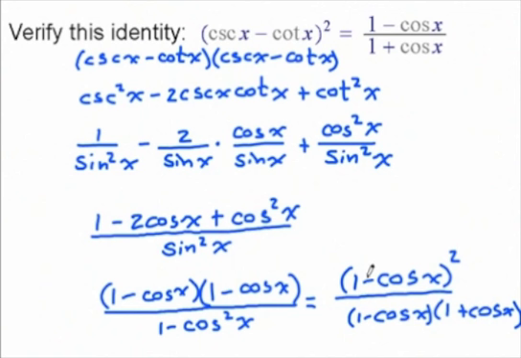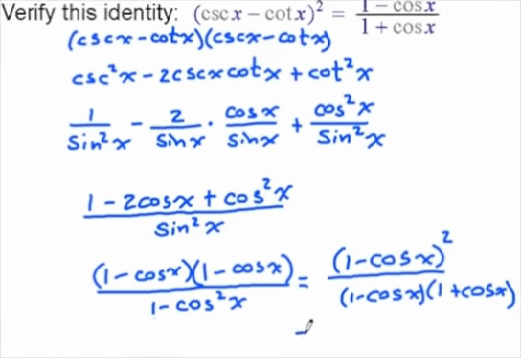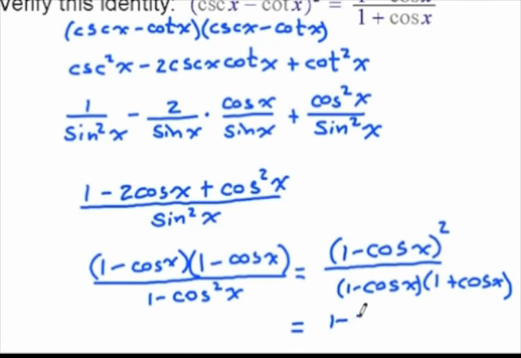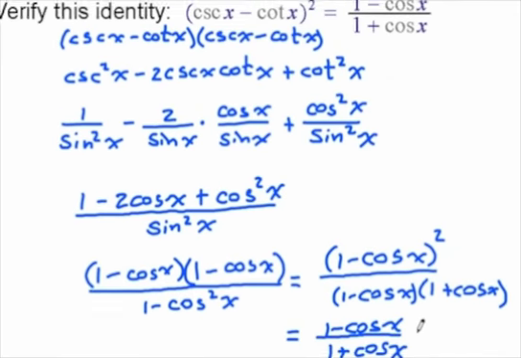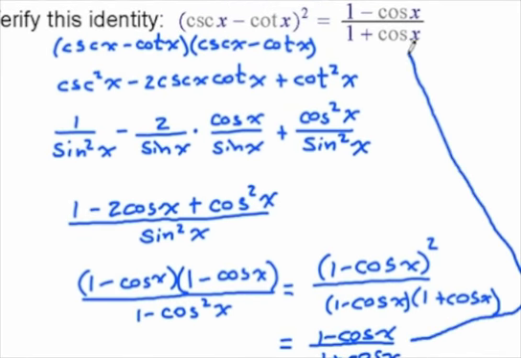And if I cancel out one of the 1 minus cosines of x's, we're going to be left with one factor of the 1 minus cosine of x in the top, all over, that one's gone, and we're going to be left with 1 plus cosine of x. And we've got, finally, to where we needed to go.